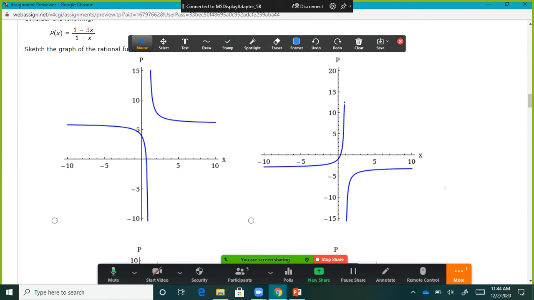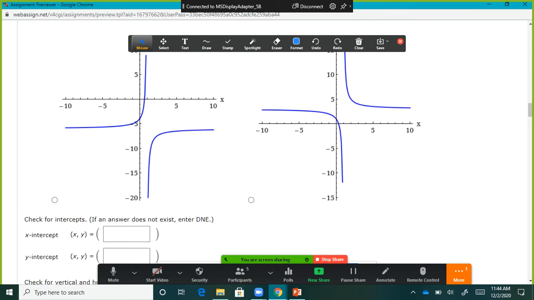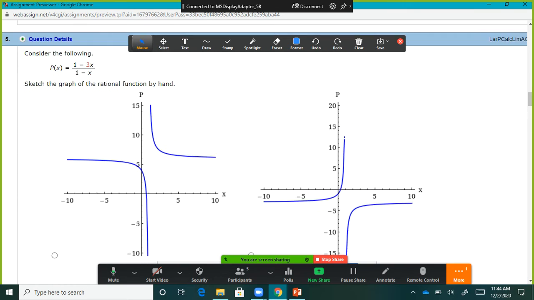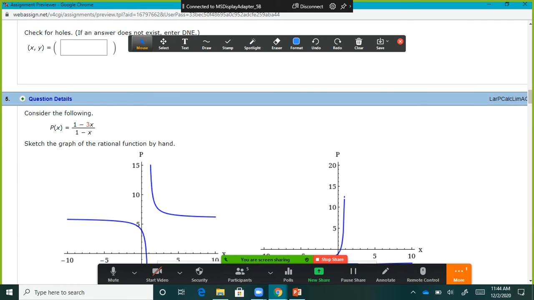That one looks pretty. I think we can handle that. All right, so let's go through this problem here. We'll do this one and one more. All right, so it says, consider the following, sketch the graph of the rational function by hand. Obviously, we can use our calculators.